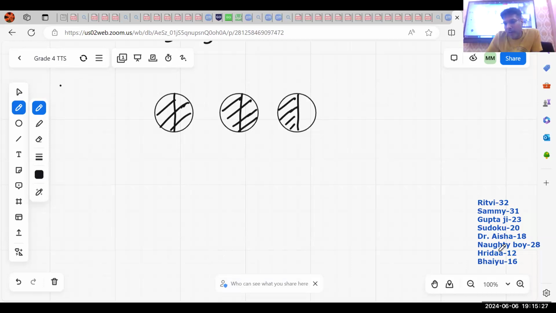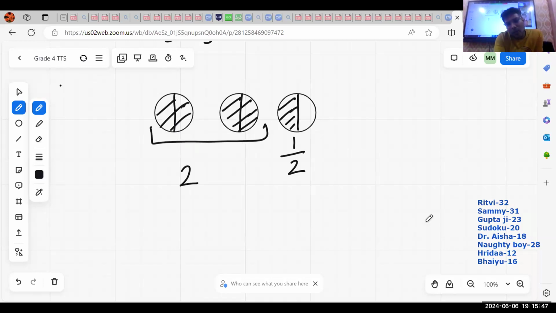Aisha, you want to correct him? Sir, yes, Gupta ji. 2 1 by 2. 2 1 by 2 is correct. These are two wholes and this is 1 by 2. So mixed fraction will be 2 1 by 2.